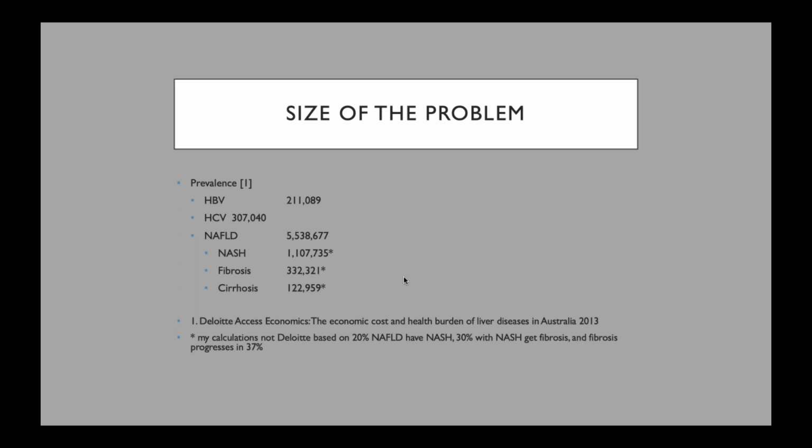Now, the numbers here with asterisks are my calculations. So if we've got 5.5 million people with NAFLD, that's around 1.1 million who have NASH. Then you've got about 300,000 who have fibrosis and over 100,000 who go on to get cirrhosis. So this is the leading cause in many countries.